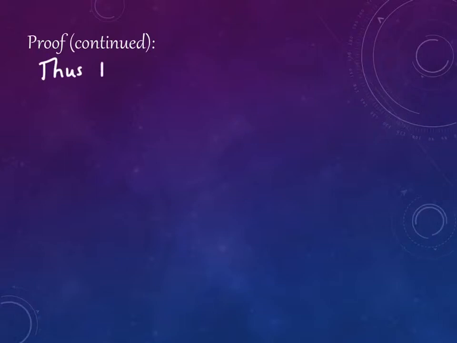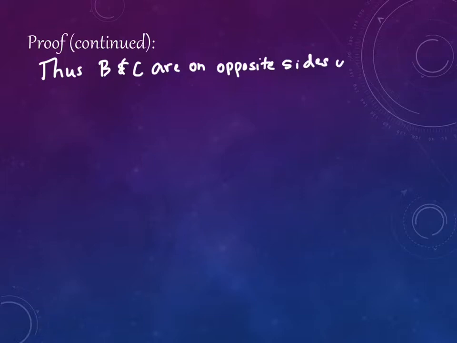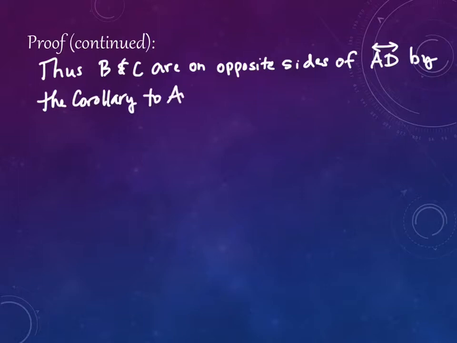Thus, B and C are on opposite sides of line AD, by the corollary to axiom B4.